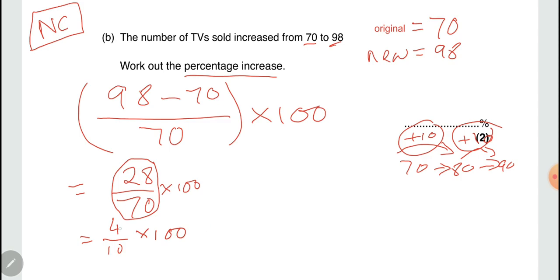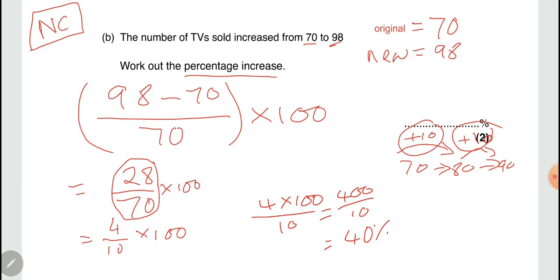But let's imagine I didn't know that. So what I could do is I could do the 4 times 100 first, and then divide it by 10. So 4 times 100 is 400. If we do 400 divided by 10, that's 40. So the answer is 40%. So there's a 40% increase.